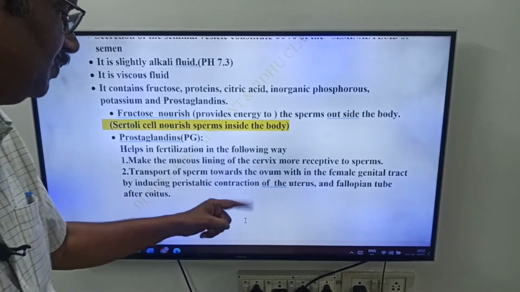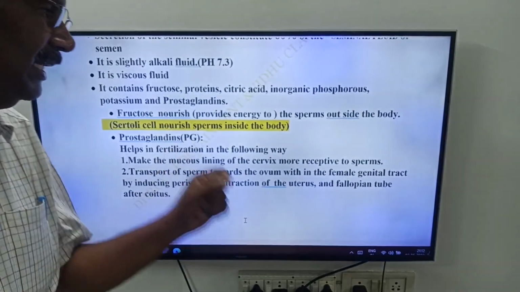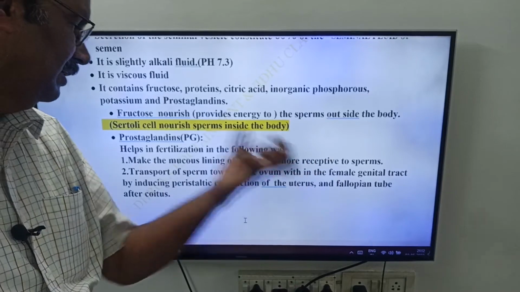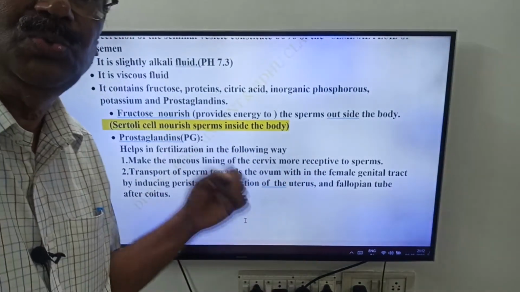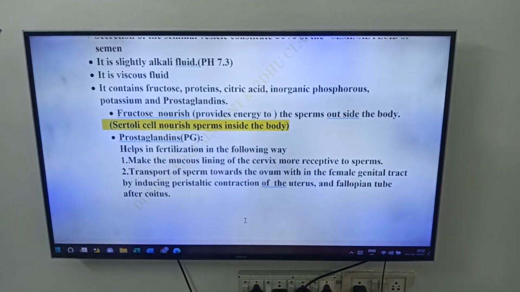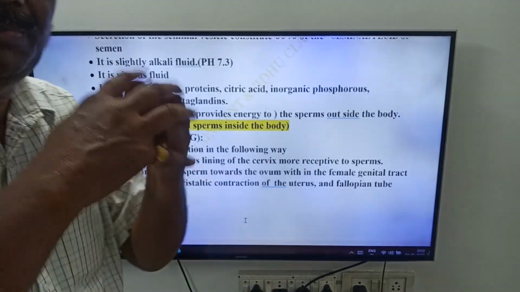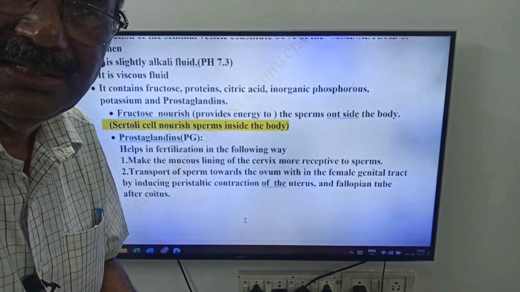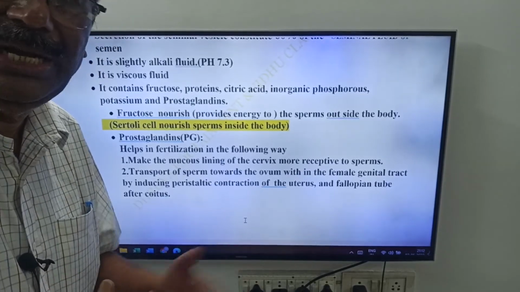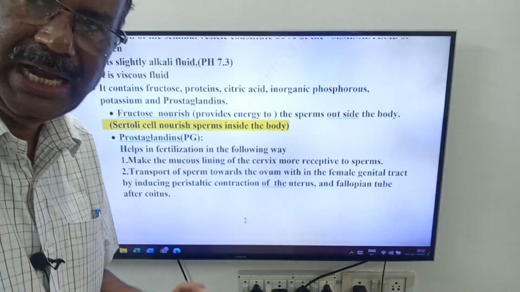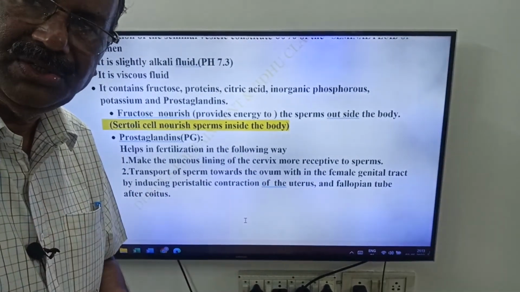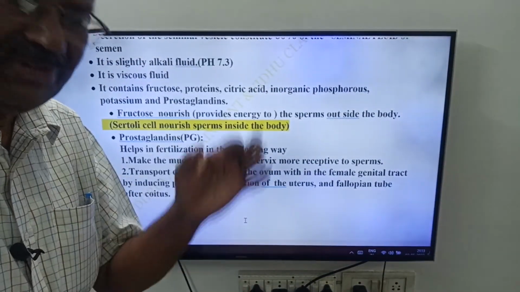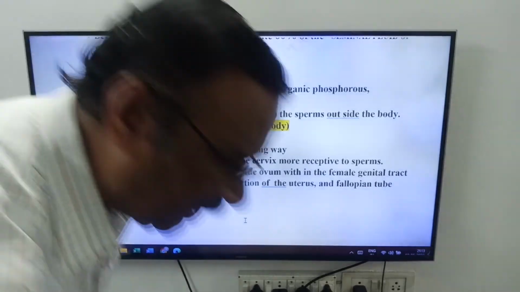Now, transport of sperms towards the ovum within the female genital tract. What is one more function, friends? These prostaglandins transport the sperms towards what, friends? Towards the female genital tract, by inducing what? By inducing peristaltic movement of the uterus and fallopian tube. After copulation, these prostaglandins stimulate the uterus and fallopian tube and create peristaltic movement. Due to this peristaltic movement, what happens, friends? The sperms move towards the ovum in the female genital tract. That is about the functions of the prostaglandins.